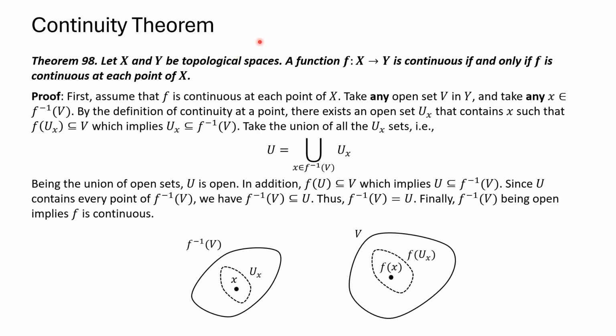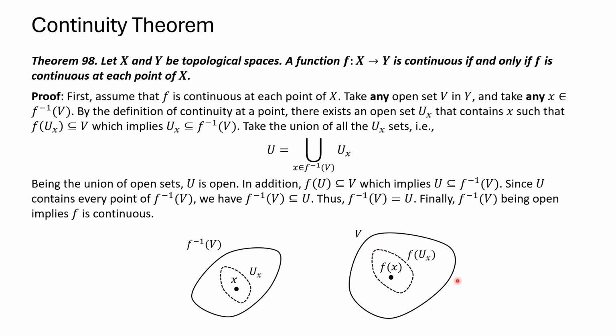We have the theorem on this slide that I mentioned on the previous slide. Let X and Y be topological spaces. A function f that maps from X to Y is continuous if and only if f is continuous at each point of X. We're going to prove this in both directions. Let's start with this direction here. Assume that f is continuous at each point of X. Take any open set V in Y. Let's say this is Y on the right side of the screen down here.